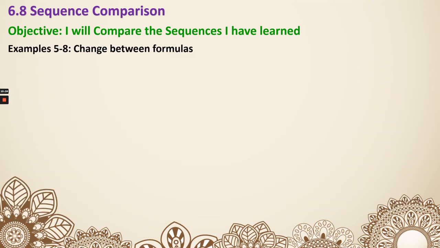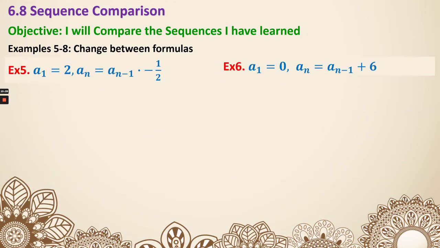Next, for examples 5 through 8, it's asking to change between formulas. Meaning, if you see a recursive formula, you are going to change it into an explicit formula. And if you see an explicit formula, you are going to change it into a recursive formula.